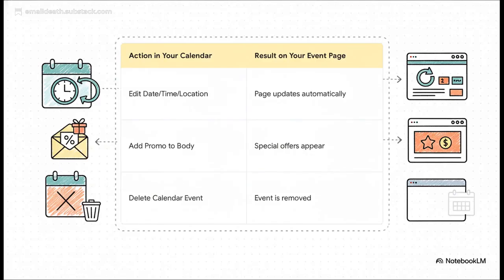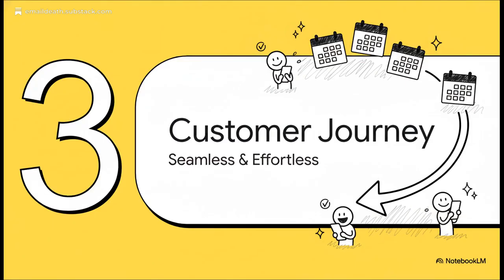And the most crucial part is the real-time sync. So look at this. If you change the time of an event in your calendar, boom, the public landing page updates instantly for everybody. Let's say you add a special promo code into the body of the calendar invite. It appears on the page, just like that. And if you have to cancel an event, you just delete it from your calendar and poof, it's gone from the public page automatically.